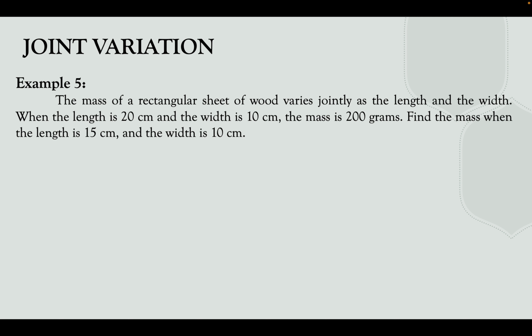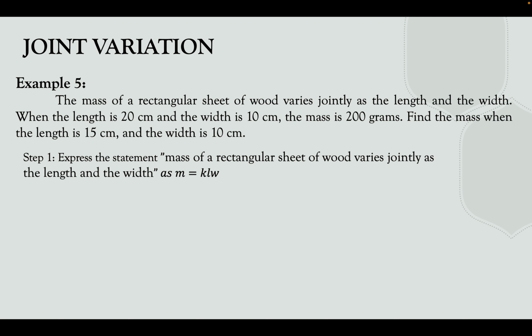Last example, we have: the mass of a rectangular sheet of wood varies jointly as the length and the width. When the length is 20 centimeters and the width is 10 centimeters, the mass is 200 grams. Find the mass when the length is 15 centimeters and the width is 10 centimeters. So first, we need to express the statement "mass of a rectangular sheet of wood varies jointly as the length and the width." So we have here M equals K times L times W. So we need to solve for K, or the constant of variation.